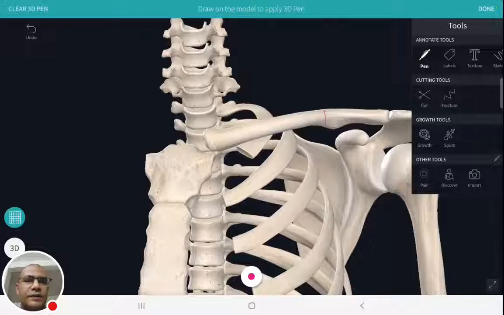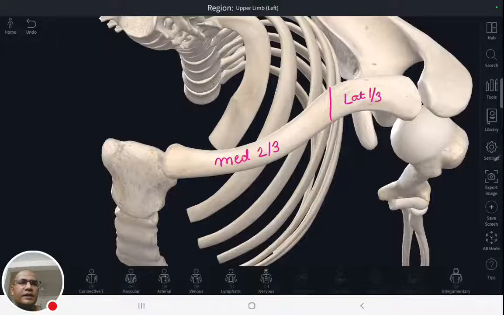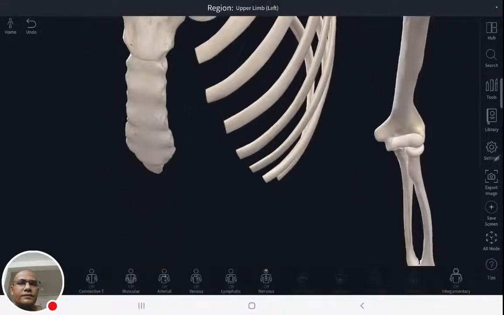So the same thing we will revise again. Medial 2/3 is anteriorly convex, lateral 1/3 is anteriorly concave.